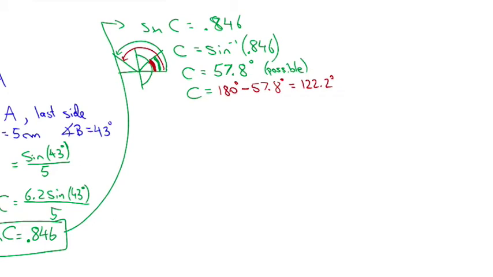You'd have to find the other angle first. Not necessarily. Think of it this way. If this angle is 43 degrees, can this one be 122.2 degrees? No. Why? Because we already have 43 degrees. That would make it a triangle. 122.2 degrees. If I add those two together, what do you get? 165.2.